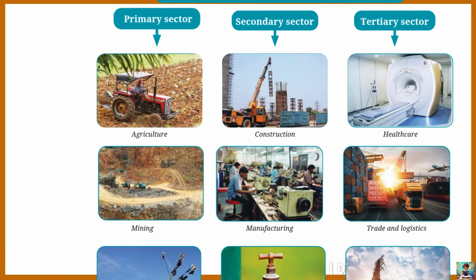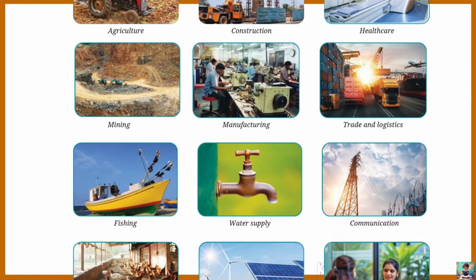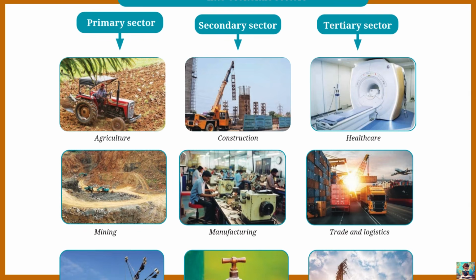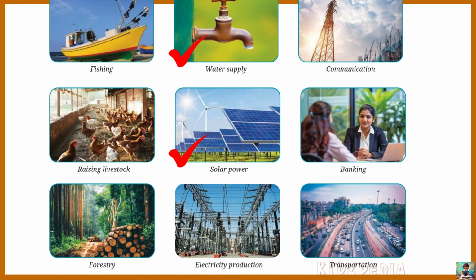These are activities that use natural resources directly. Examples: agriculture, that is farming; mining, extracting minerals; fishing, raising livestock, that is cows, goats, etc. Forestry, cutting and using wood. Secondary sector. These are activities that make or process goods from raw materials. Examples: construction, manufacturing, that is making products in factories; water supply, solar power production, electricity generation.